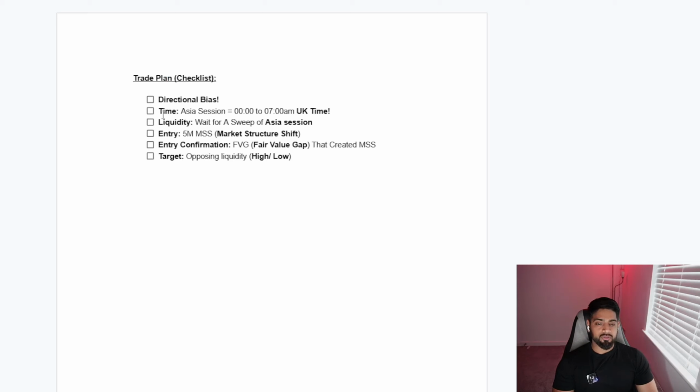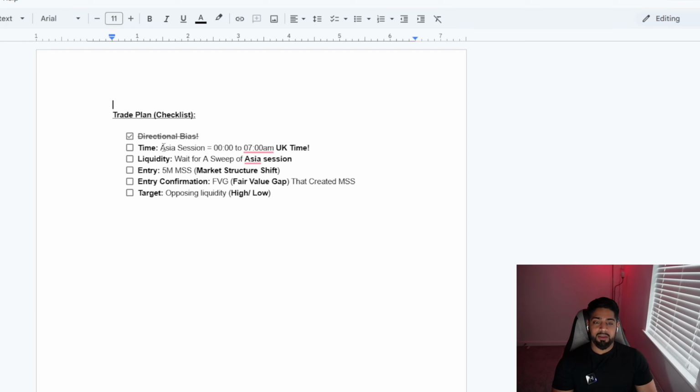So now let's go over to our checklist. We can tick off the first box, which is our directional bias. So once we've ticked that off, we move on to the next step, which is to mark out our Asia session range between the times of midnight and 7 a.m.